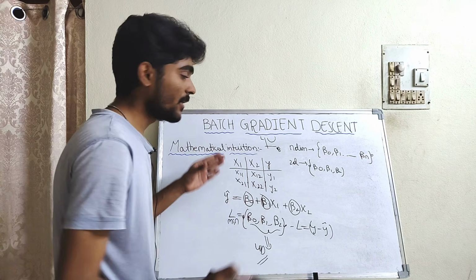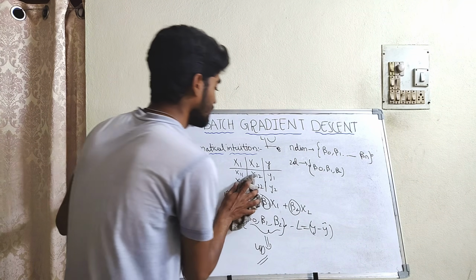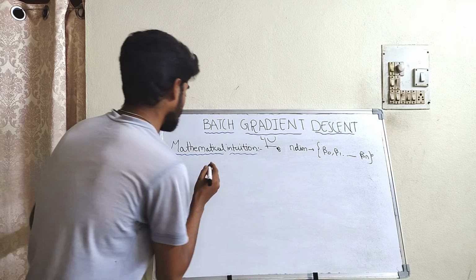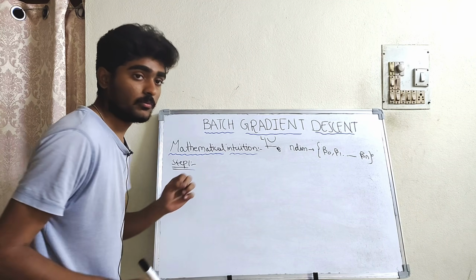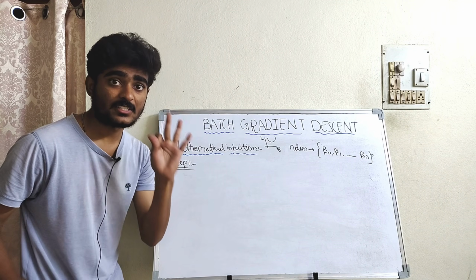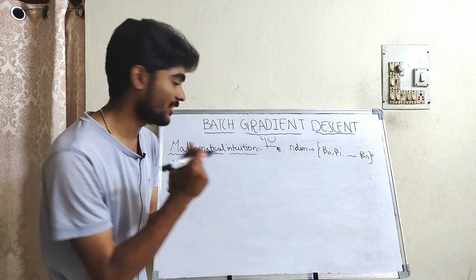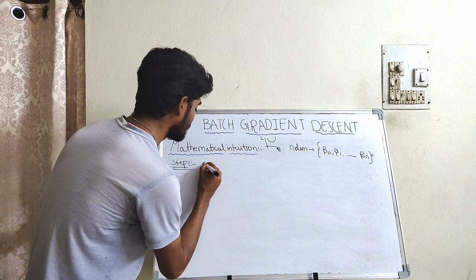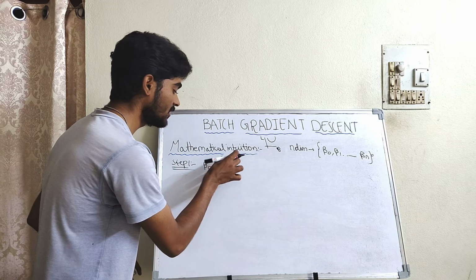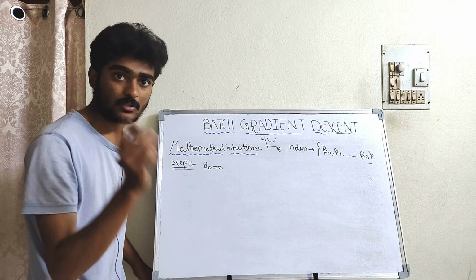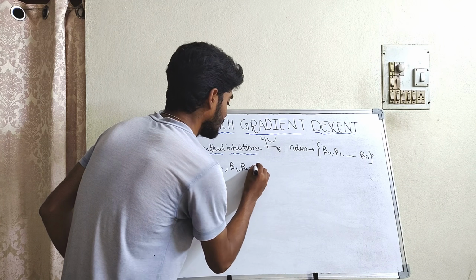Now let us see the step-by-step process of this mathematical intuition. Step 1 is to initialize your weights and bias parameters randomly. Generally, the bias should always be initialized with 0, and the weights with 1.